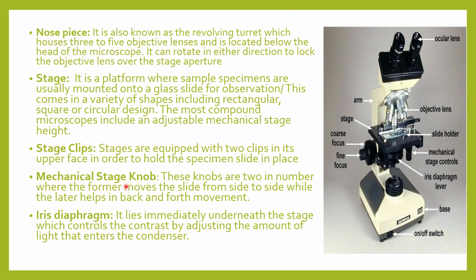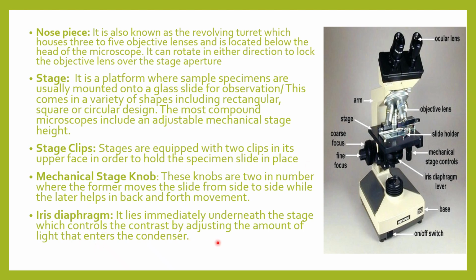And then next is the mechanical stage knob. These knobs are two in number, where the former moves the slide from side to side while the latter helps in back and forth movement. Yes, so these are the mechanical stage controls, and they control the slide movement. Sometimes the specimen will be present in the middle, sometimes it will be present towards the end. So if you want to adjust it and focus, then you need to move the slide. This mechanical stage control is the one which helps the slide to move sideways like this, or front and back.